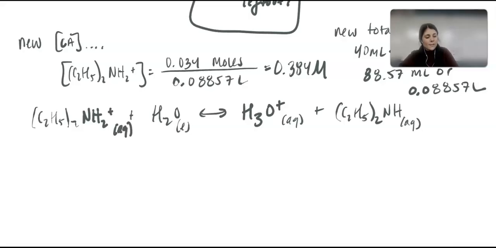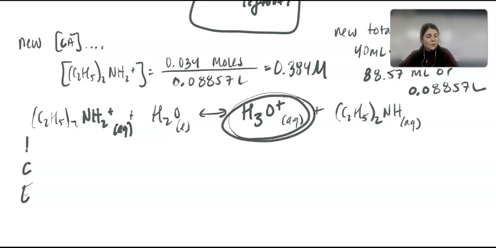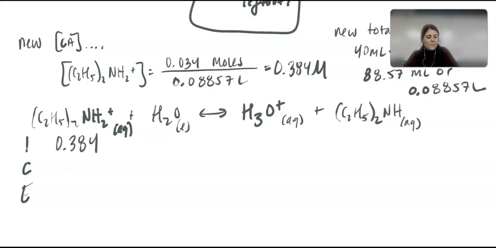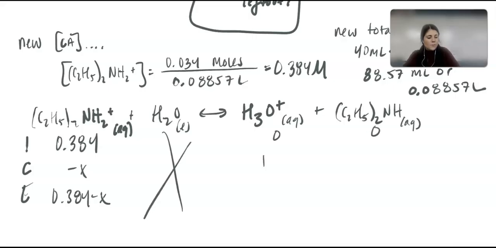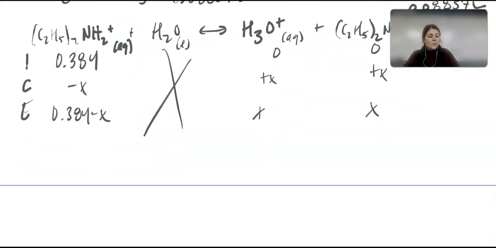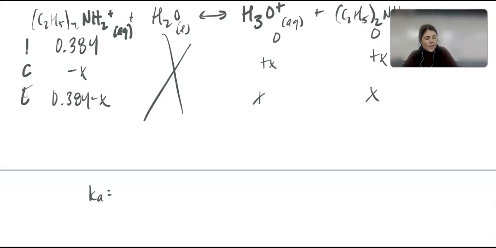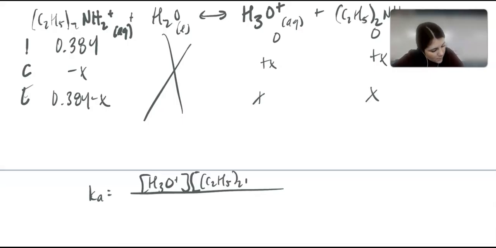So let's fill out our ICE table, because here we are solving for pH. We need to solve for what hydronium is to figure out what the remaining pH is. So here's 0.384 minus X. Then I have no water, 0, 0, plus X, plus X. And now we need to do a Ka expression. So remember, Ka, we're going to take hydronium, multiply by this new conjugate base, over our weak acid.